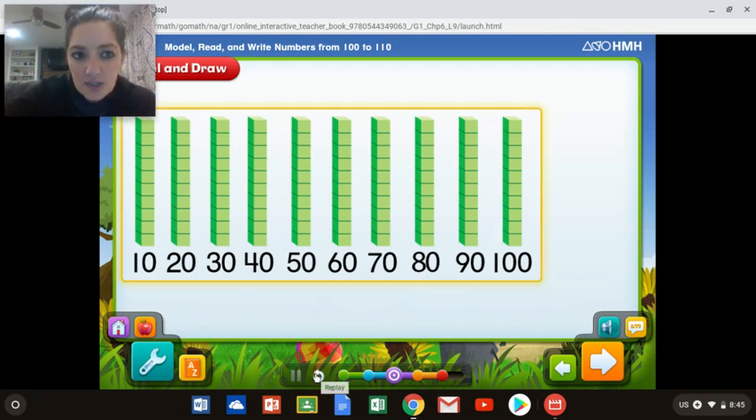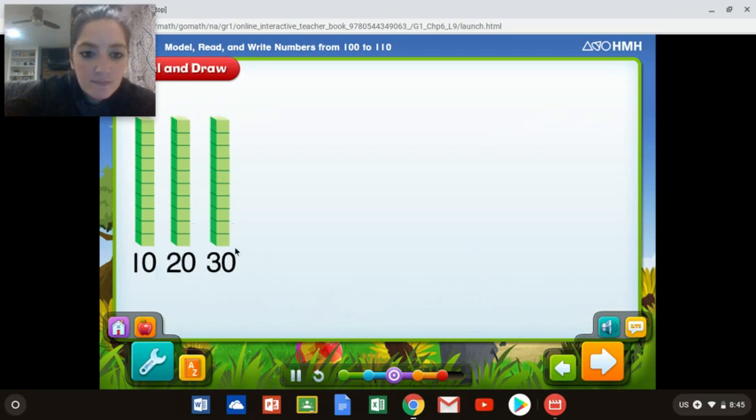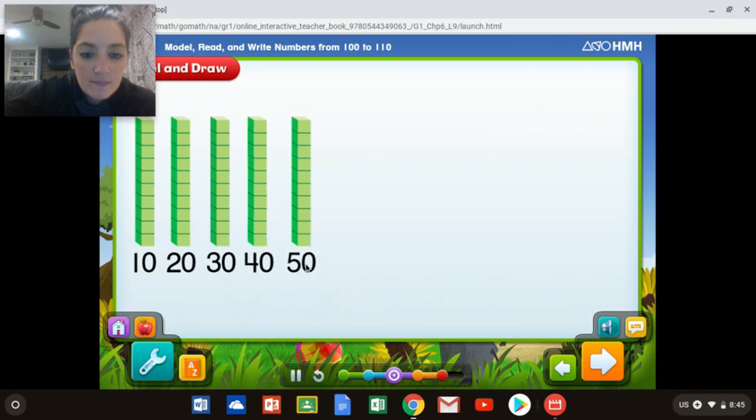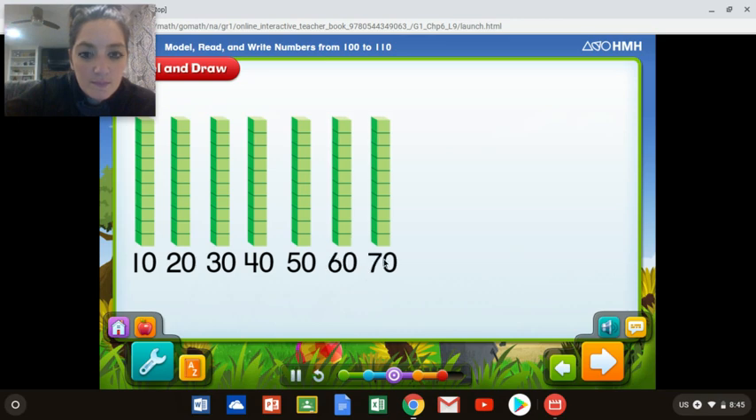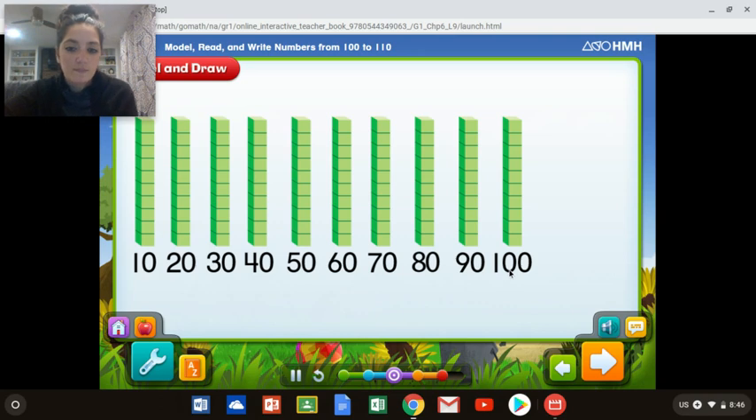I missed what she said. Let's hear it one more time. What number is the same as 10 tens and one more? Count 10 tens. 10, 20, 30, 40, 50, 60, 70, 80, 90, 100. Click to show the number that is one more than 100.